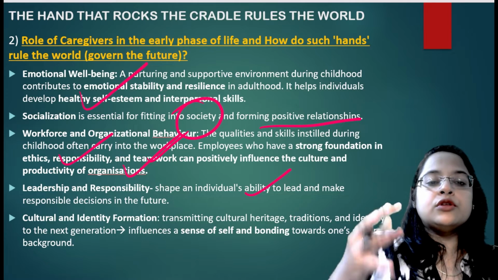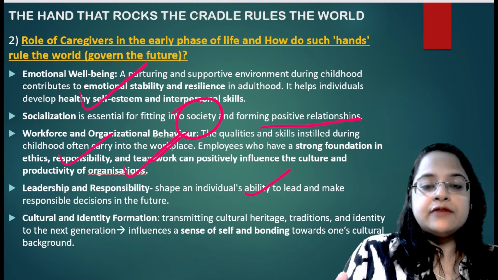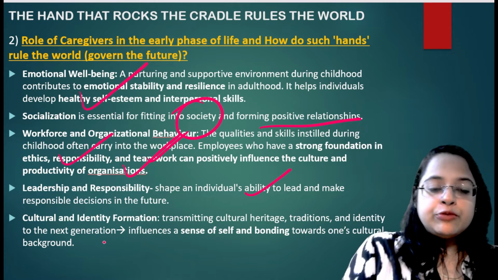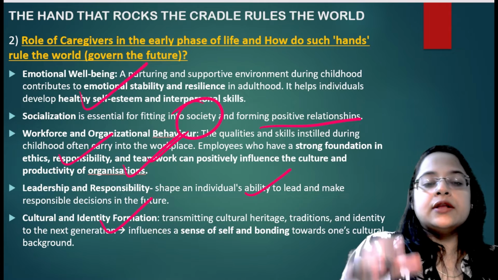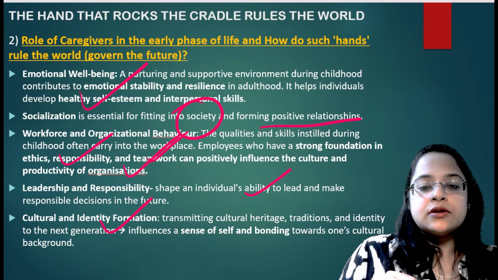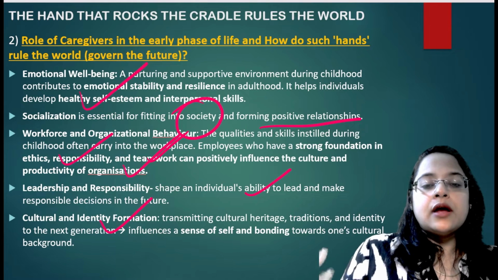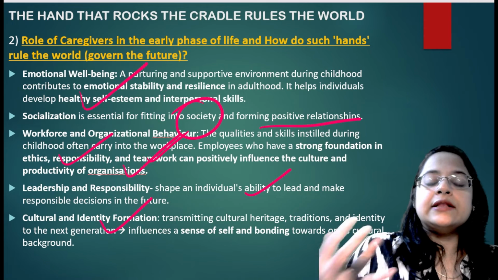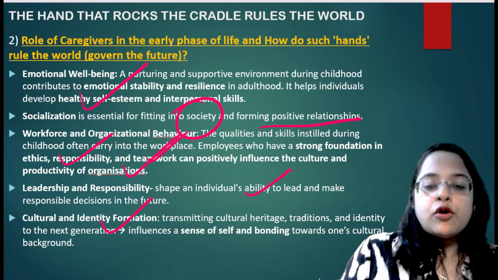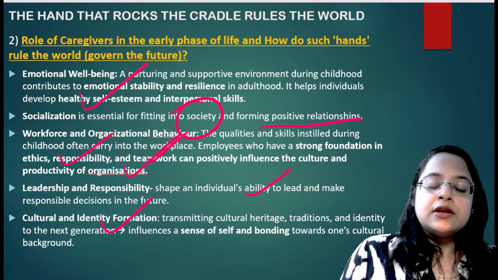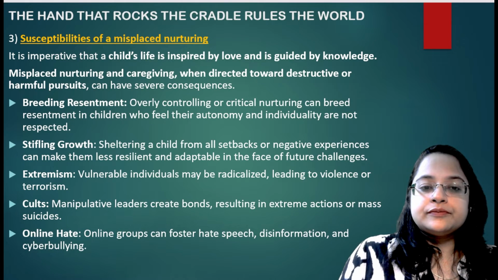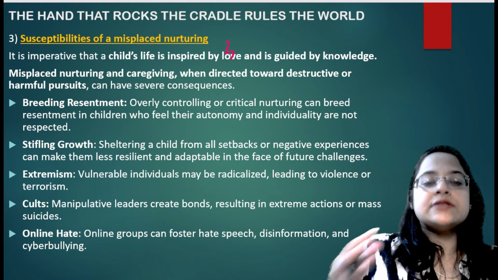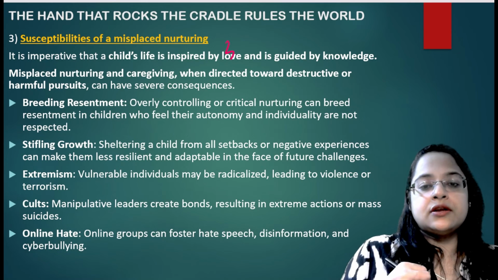Okay, so this is how the role of caregivers in the early phase of life can go a long way to rule the world. Then, continuing with this, you can also talk about cultural and identity formation, how teaching them about different cultures and traditions can influence their sense of bonding and belongingness towards one's culture, towards one tradition, right? Then we come to the next dimension, that is, what are the susceptibilities of misplaced nurturing.